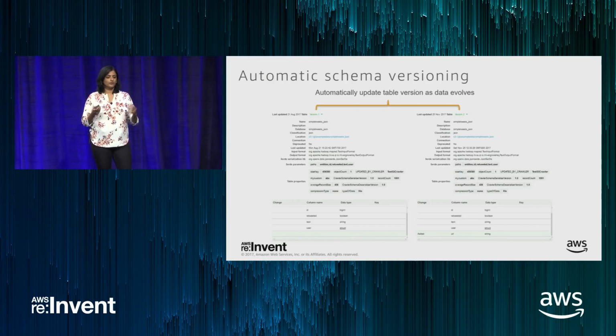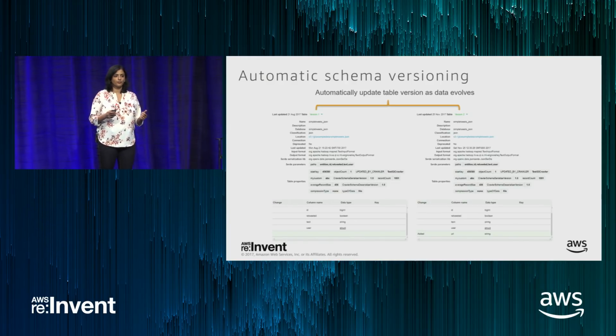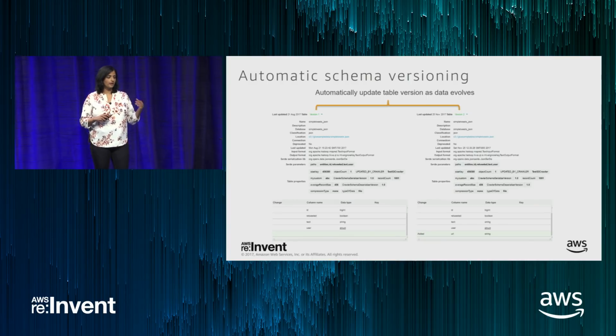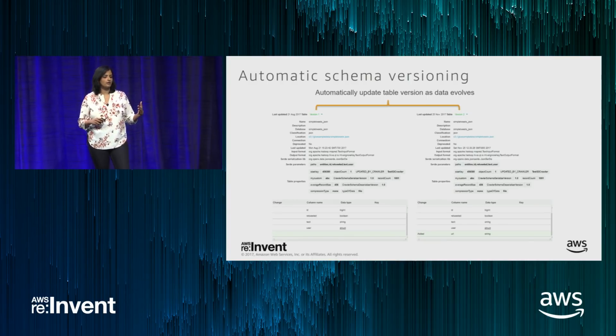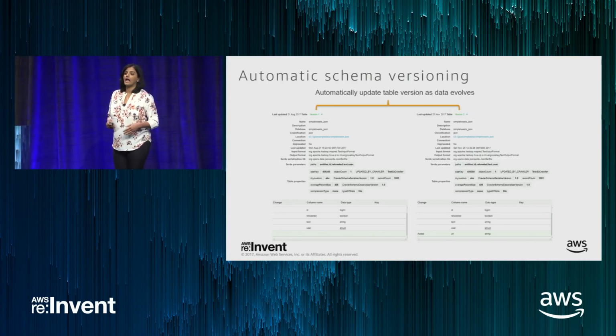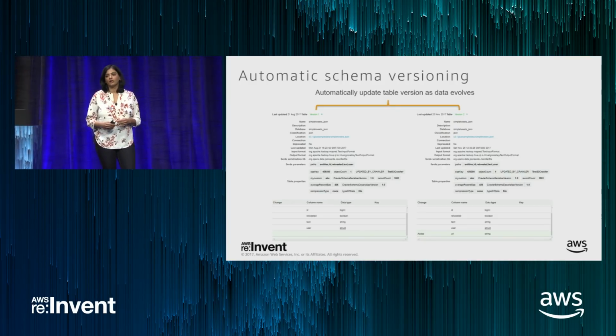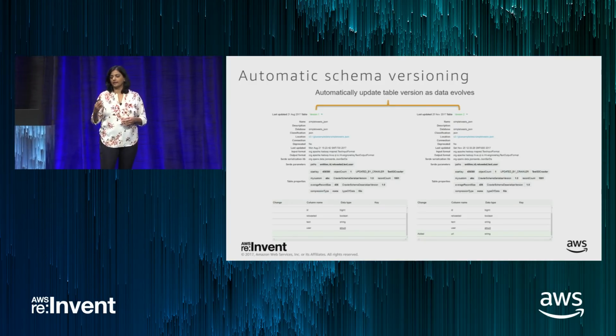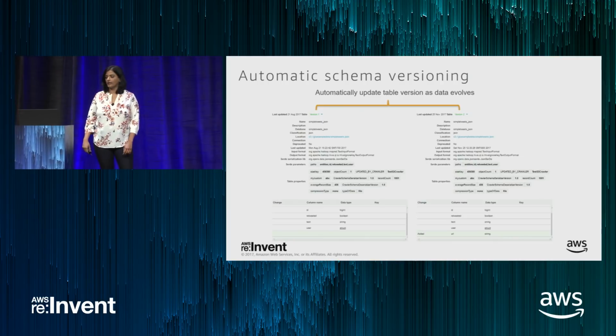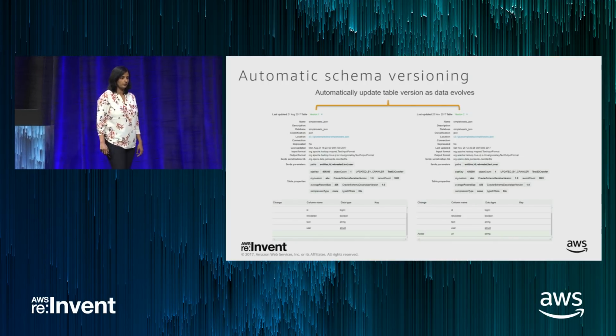Glue also, with crawlers, determines whether there was a schema change. So if a new drop of your data has additional fields, or has fields that have changed, Glue can detect that, and it can find the table in the catalog and automatically version your schema.